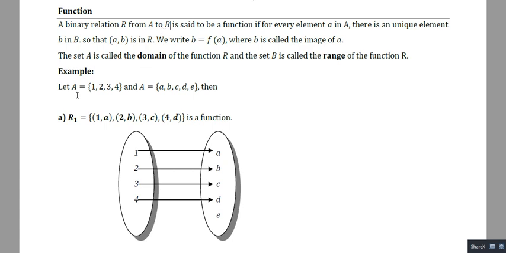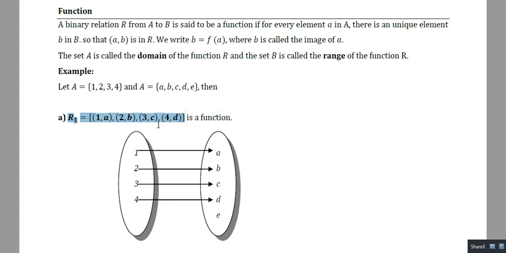So now let me take an example to define this function in a little bit deeper way. Let us consider two sets, set A and set B. Set A has elements 1, 2, 3, 4, and set B has elements a, b, c, d, right? Now I am defining this relation. This relation has how many ordered pairs? Four ordered pairs, right? Now, not every relation can be called a function.